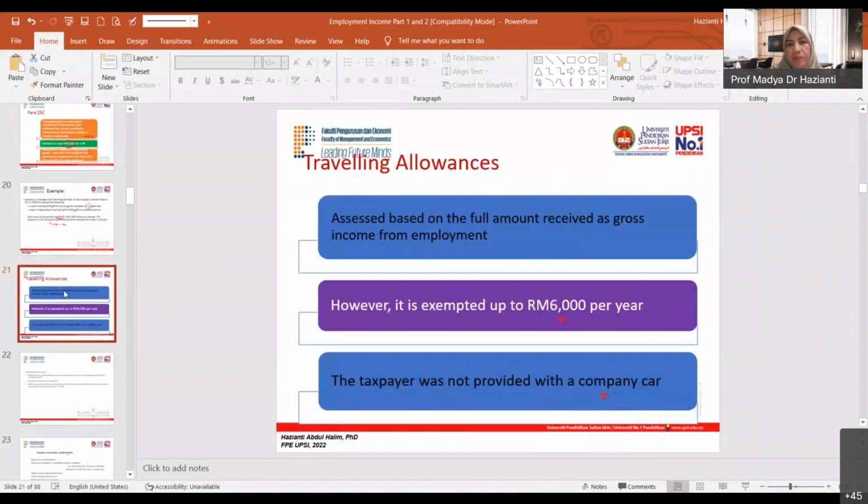Okay, travelling. Travelling ni kalau dia tak ada travelling expenses, dia dapat exemption 6,000 per year travelling allowance tu. Sekarang dia ada travelling expenses, sebab tu kita tak tolak 6,000. Nanti saya cari soalan yang mana ada 6,000. Kejap, apa tadi soalan?